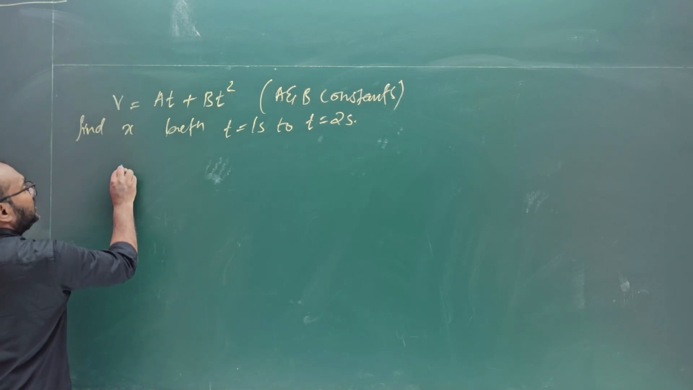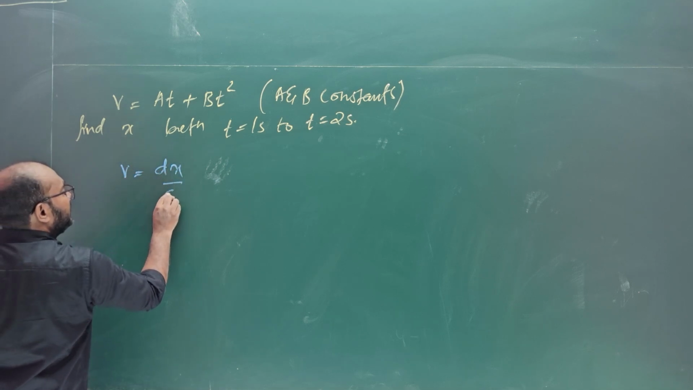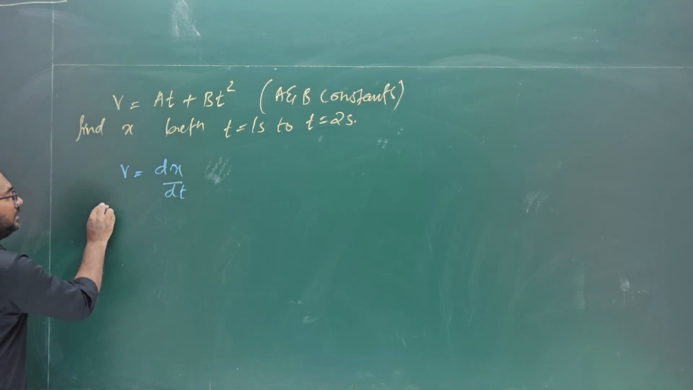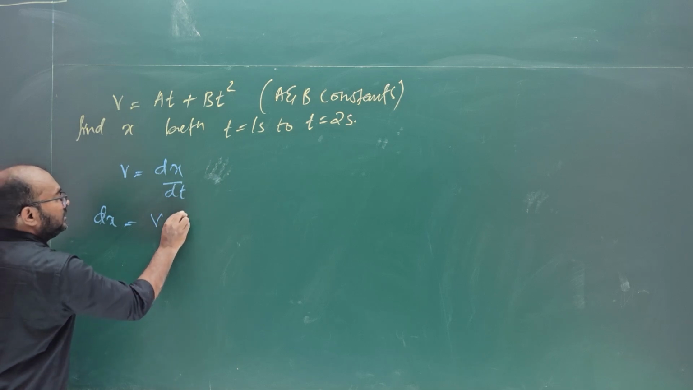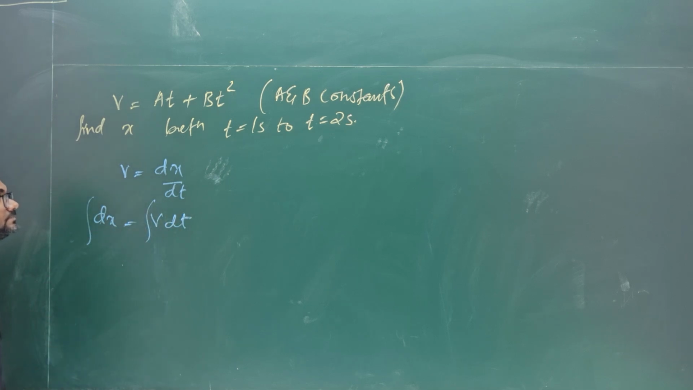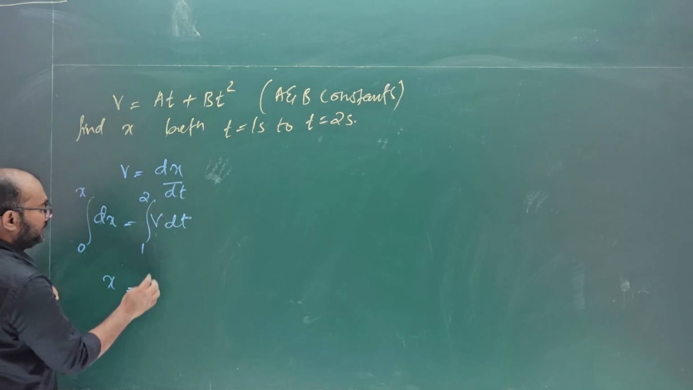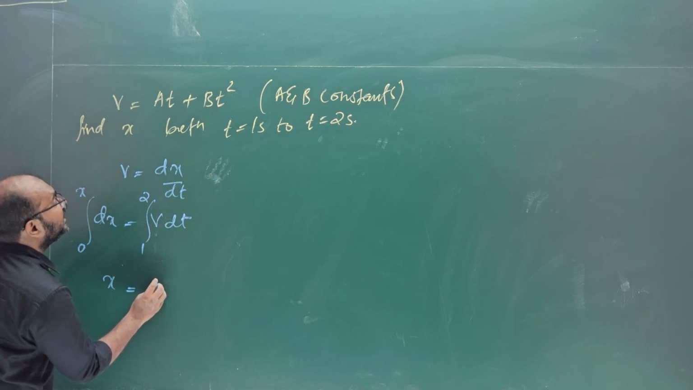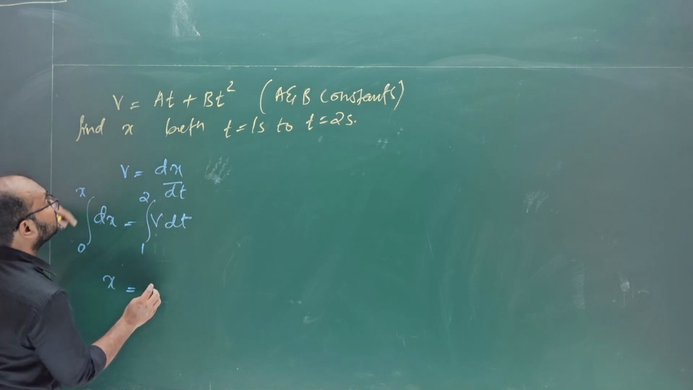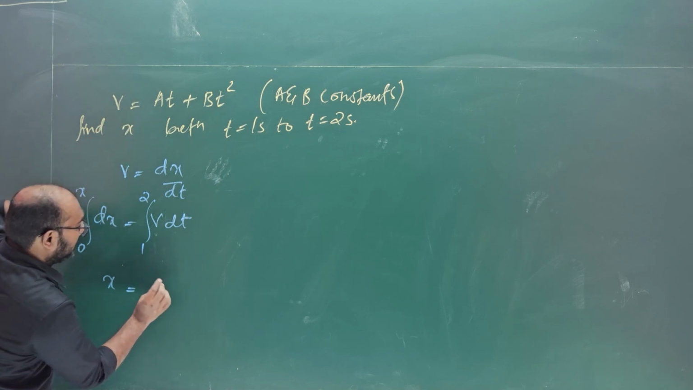Vx is given. All we need to do is, v is nothing but dx upon dt. Yes or no? And dx is nothing but v dt. Integrating this from what time to what time? From 1 second to 2 seconds, and we don't know the time. Let us say we are starting from 0 to what? Your x. So x is equal to the integral of v. V is what? AT plus BT square. Integrating this one, A remains constant.